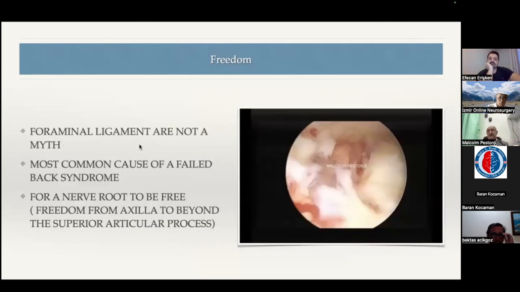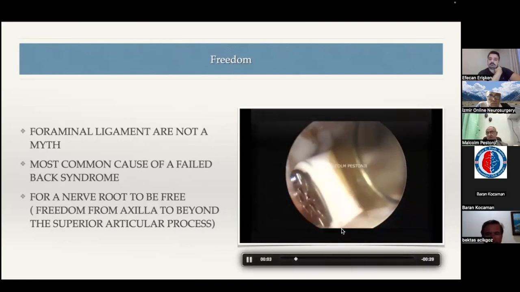Foraminal ligaments were considered to be a myth. If I were to talk to you about foraminal ligaments, the CTC ligaments, and the intraforaminal ligaments, you'd be looking at my face and wondering what this idiot is talking about. But the fact is that endoscopy shows things to you. So have a look at it.